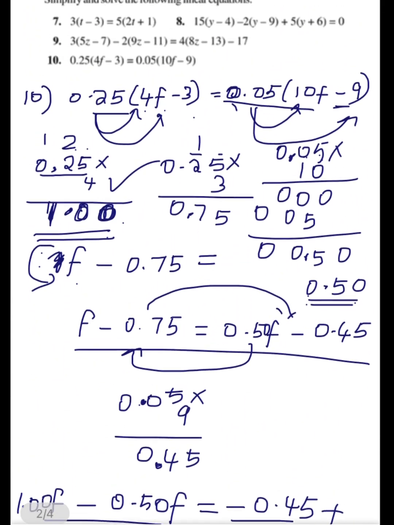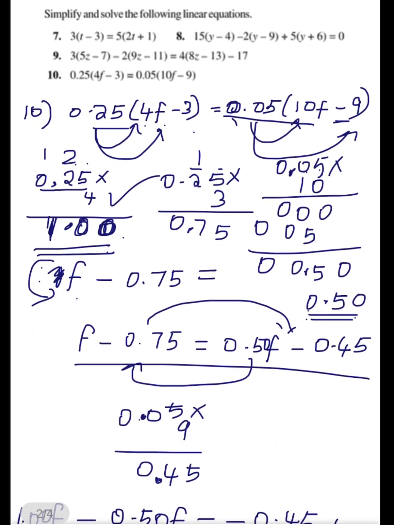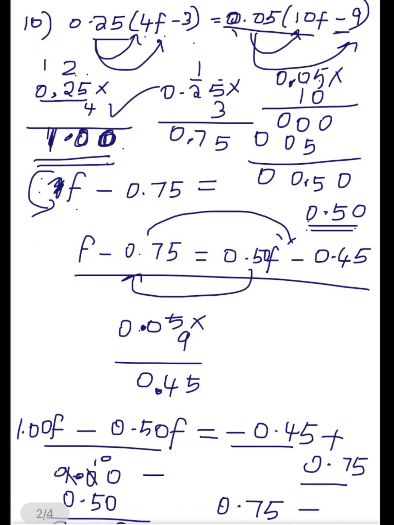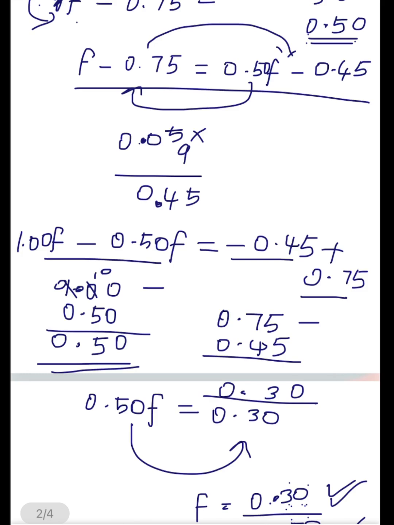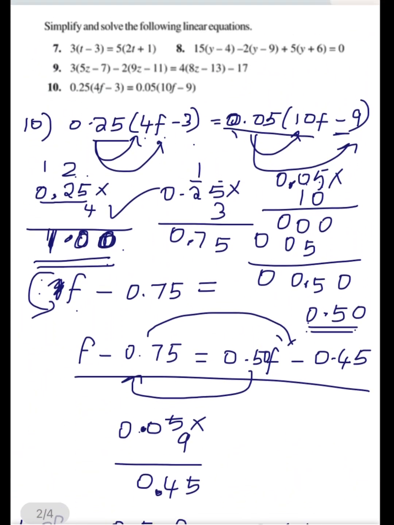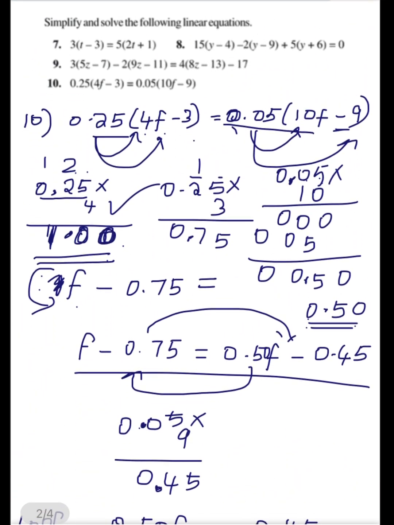Here it's actually an easy question. The only thing is that you have to be thorough with multiplication of decimals as well as division of decimals and all. Then you will easily get this answer. f is equal to 0.6. So this is all about the 10th question. So we have completed all these questions. I hope you understood all these questions. So that's all. We have completed exercise 2.2 also. So that's all. Thank you.